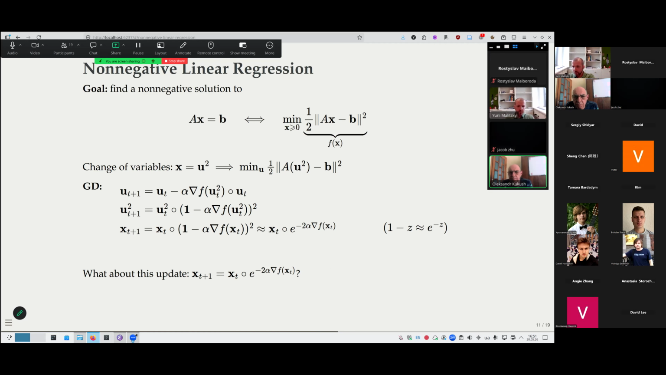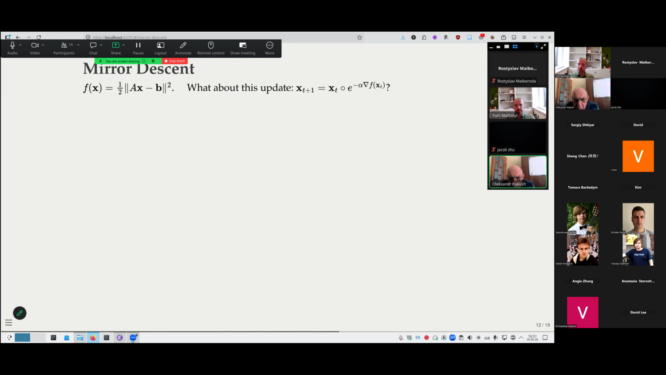Of course, here we have a 2, but since we have the parameter alpha, we can just drop this 2. It's not important. We can always scale the parameter alpha as we want. So this is our function f, and this is our update. And we want to understand everything we can about this problem, about implicit bias, about convergence, etc.